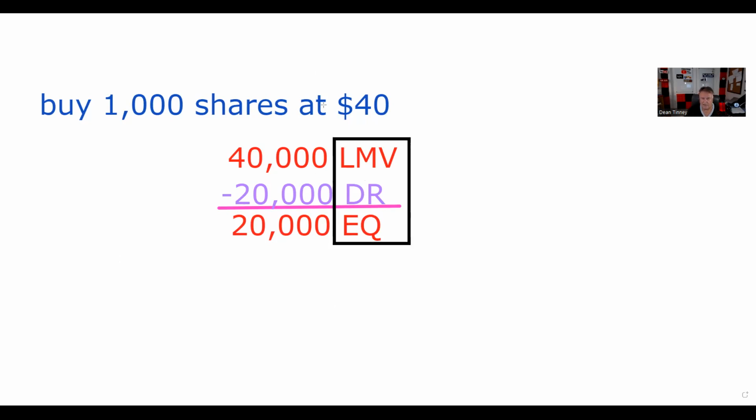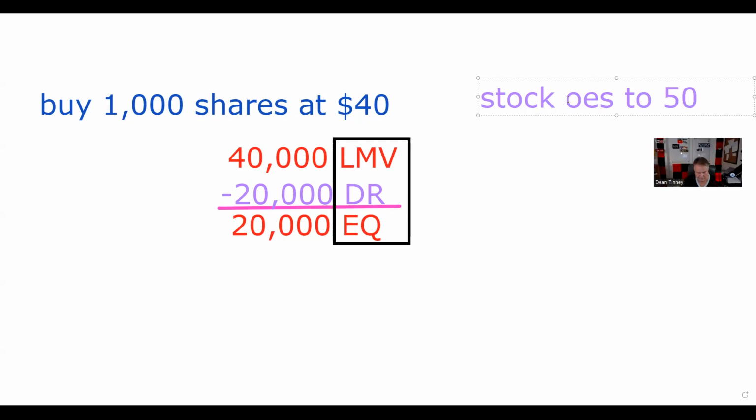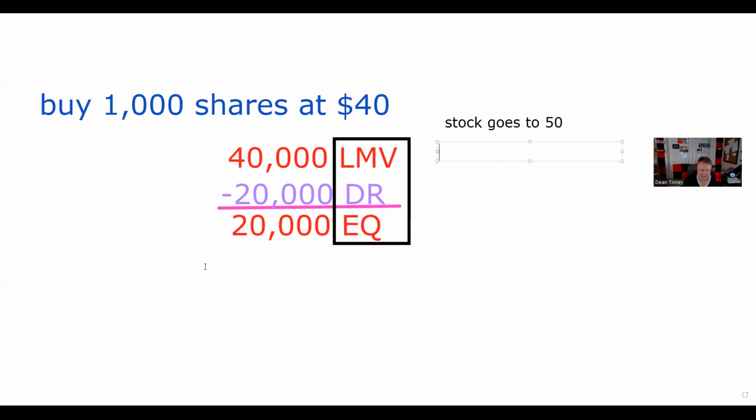And now they say the stock goes to 50. Now what we're going to do is what's called a mark to market. As we said, if you're going to do well on this, you got to be able to do the initial setup and then the mark to market. So let's just put that here. And so now we're going to do a mark. And so now you have $50,000 in long market value. By the way, you should be happy here, because the stock is going up. That's a wonderful thing.